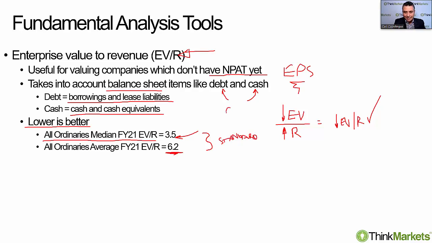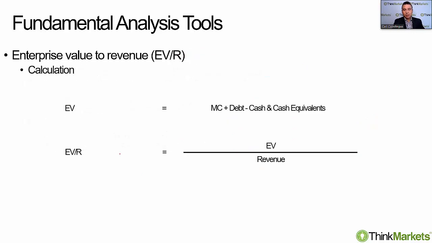So let's say this is 0 here, and this is infinity over here. The lower we get from that standard range to 0, that is better or more attractive. And the higher we get above 6.2, that is less attractive, let's say. I'm not going to say necessarily worse, but it's certainly less attractive. That's enterprise value. That's how to use it.